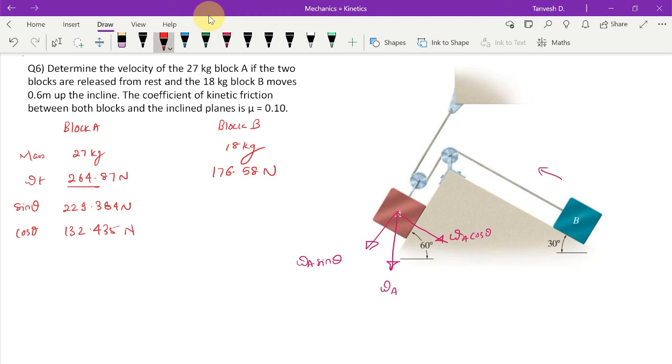132.435 newtons. Block B, this is acting downwards this way. This is WB. This component is WB cos 30, and this is WB sin 30. So WB sin 30 is going to give me 88.29 newtons, and WB cos 30 is going to give me 152.9227 newtons.